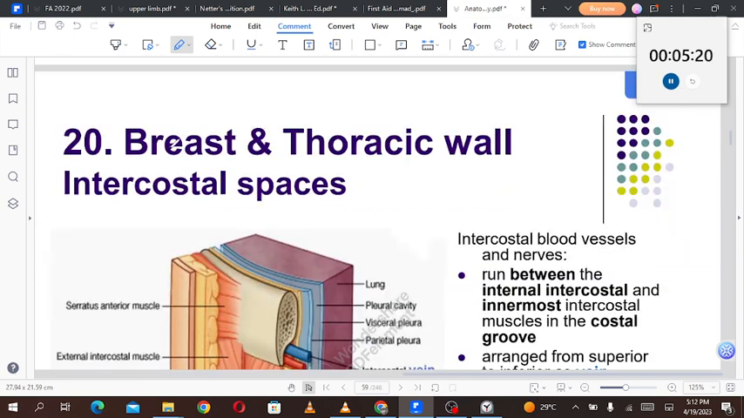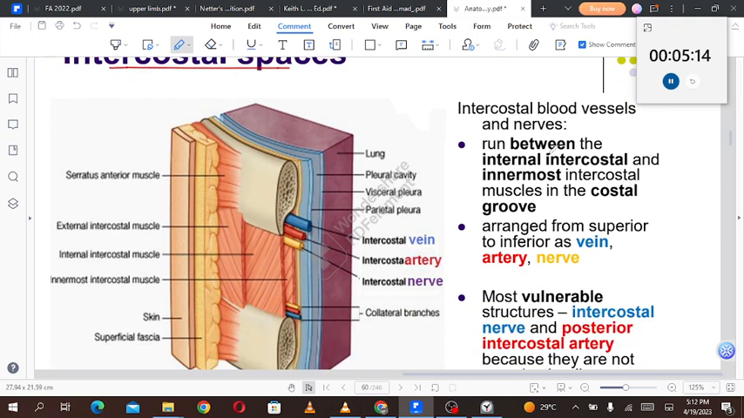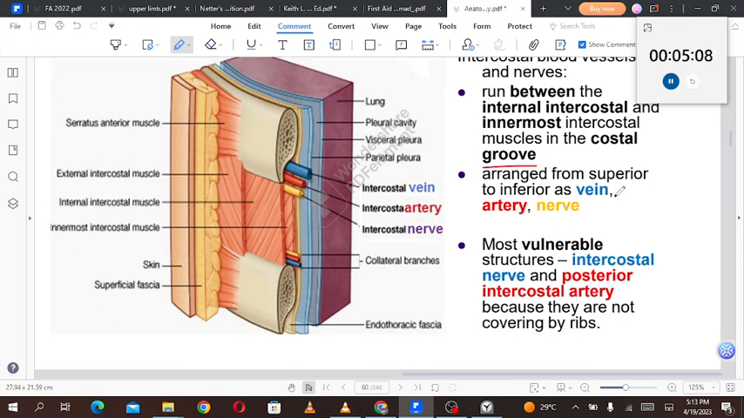Then we have point number 20, about the breast, thoracic wall and intercostal spaces. The intercostal vessels and nerves run between the internal intercostal and innermost intercostal muscles in the costal groove. They are arranged from superior to inferior as vein, artery, and nerve: intercostal vein, then intercostal artery, and intercostal nerve.